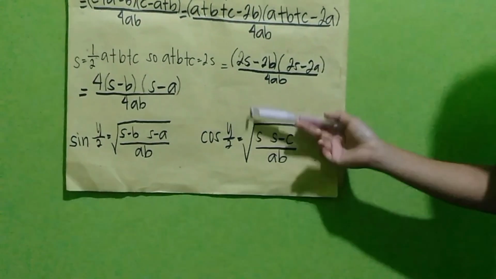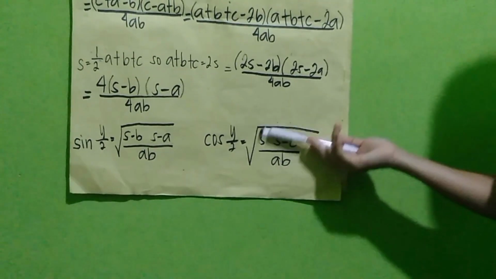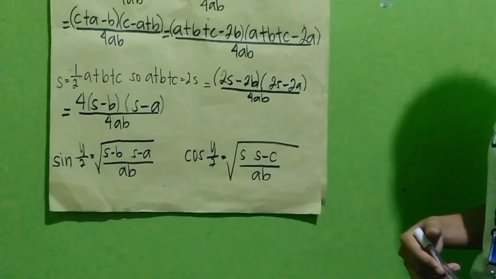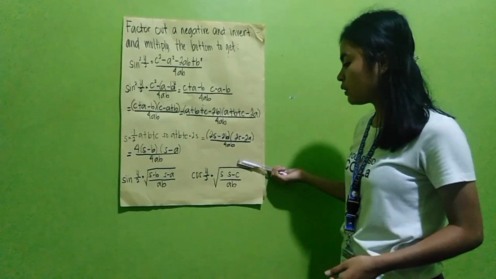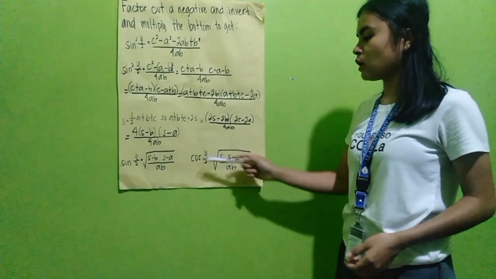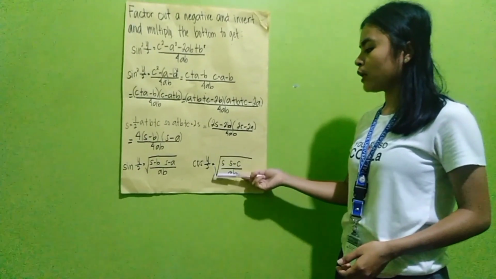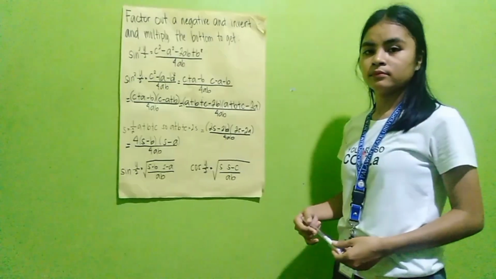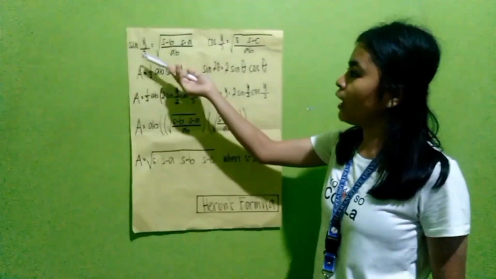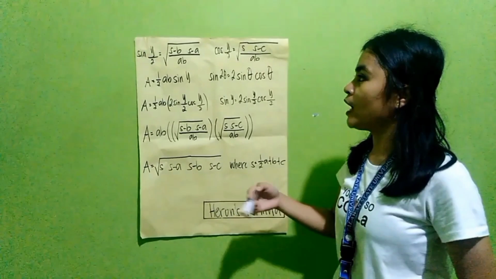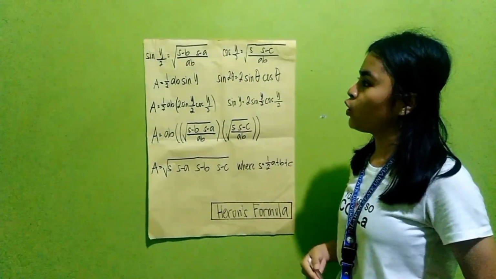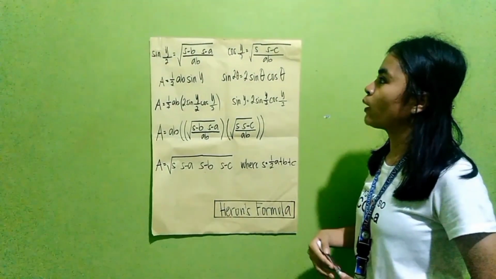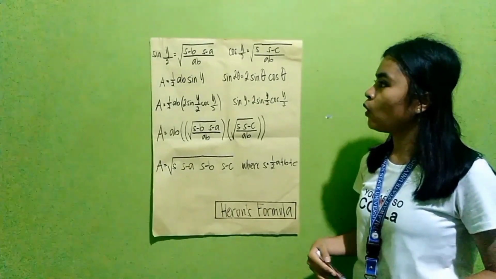Then, cosine gamma over 2 equals the square root of s minus c over ab. We'll go back to the area of the triangle. Sine gamma over 2 equals the square root of (s minus b)(s minus a) over ab. Then the cosine gamma over 2 equals the square root of s minus c over ab.